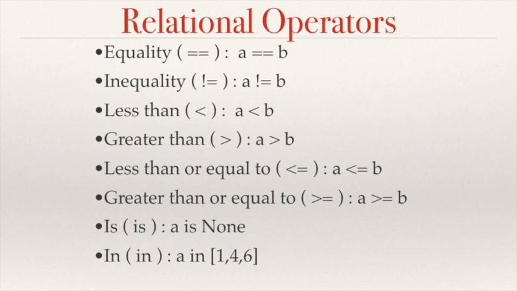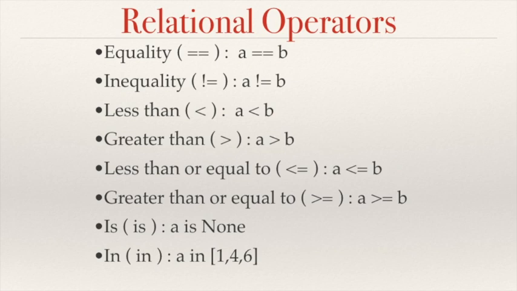So when you want to compare only the values of two objects and you are not concerned about comparing their memory locations, then you should use double equal to. Otherwise, if you are concerned about the equality of the memory locations, then you should use the is operator. So the is operator in a nutshell is used to compare the memory location of a particular object or a variable.